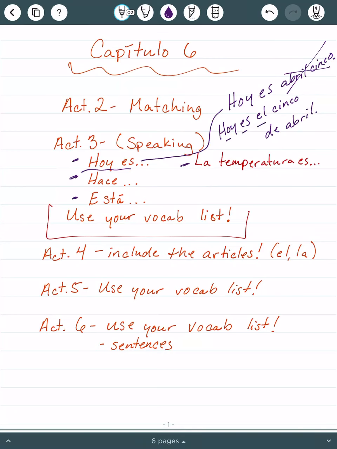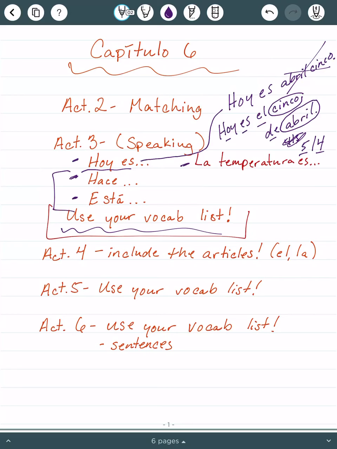So what you will do, just use that hoy es el, and then the number, day, and then the month. So use your vocabulary list for sure. All right. Another interesting thing, just so you know, if today is April 5th, that would be 4-5 in English. In Spanish, we actually do the opposite. We would say 5-4. So it's the 5th of April. So that's kind of interesting, just so you know. So anyways, that's your first sentence.